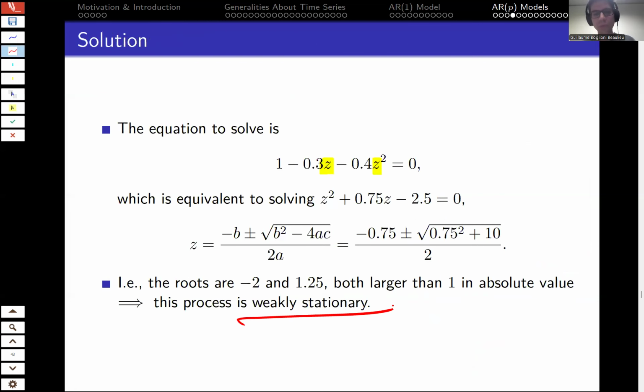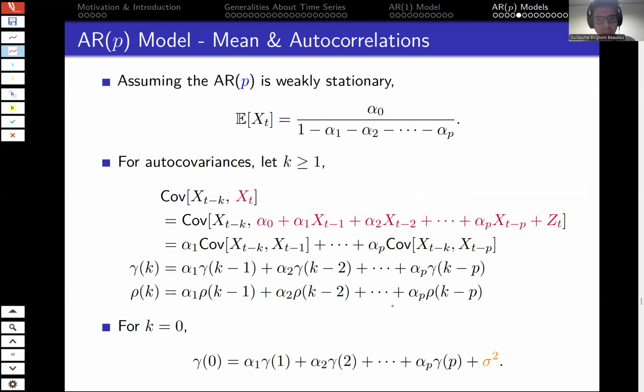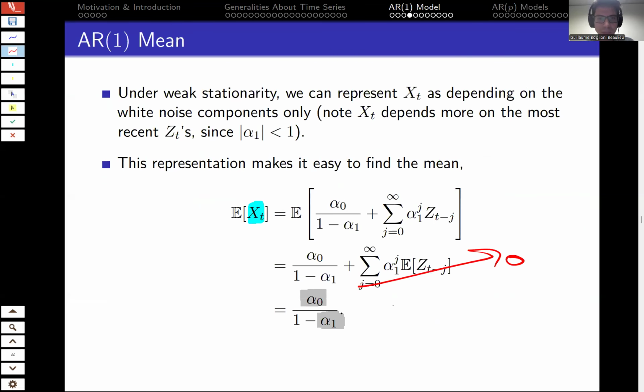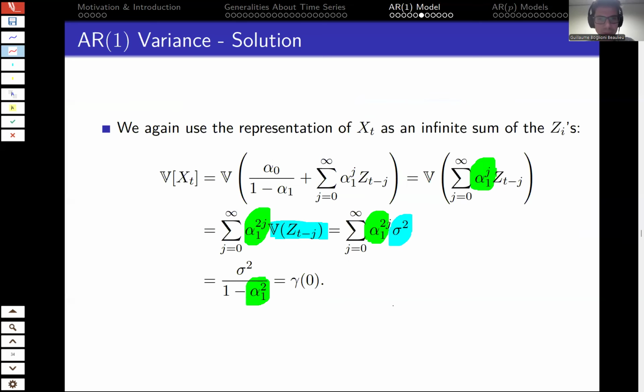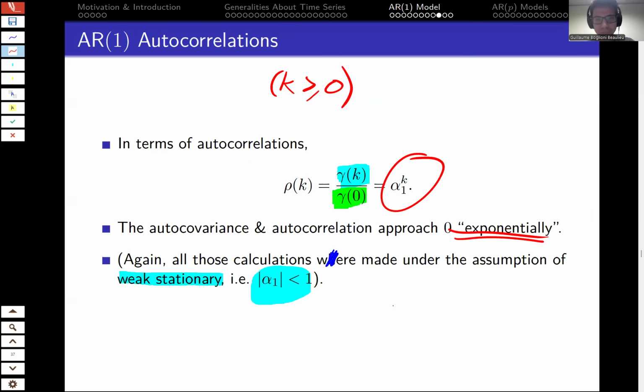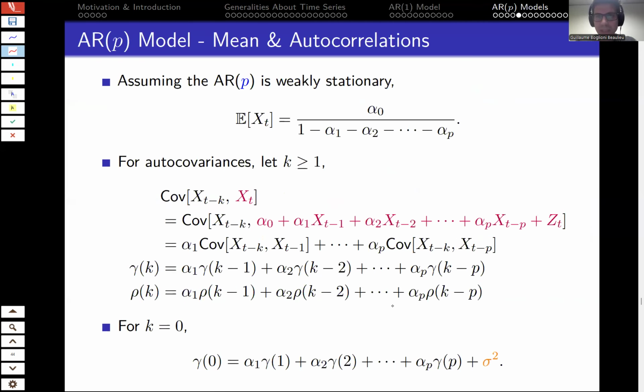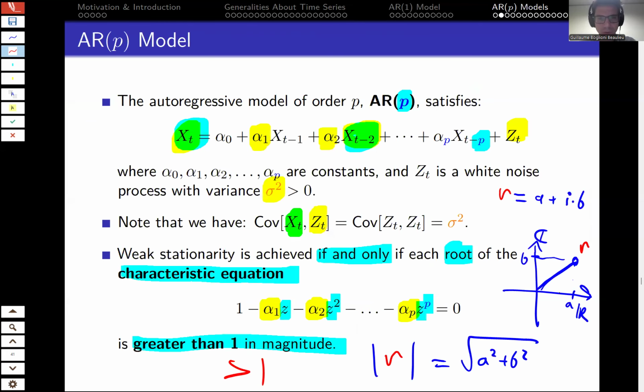Now in the next few slides, we do a bit of work to find the mean, the variance, and the autocovariances and autocorrelations of the AR(p) model, like we had done with the AR(1) model. Those slides spent some time to find the mean, the variance, and all the autocorrelations. So for the mean, that's easy. And here we will be under the assumption of weak stationarity. So assuming that all the roots here are bigger than 1, we're under weak stationarity.